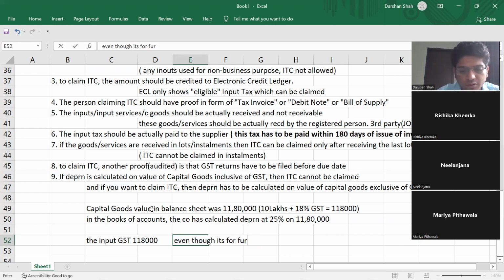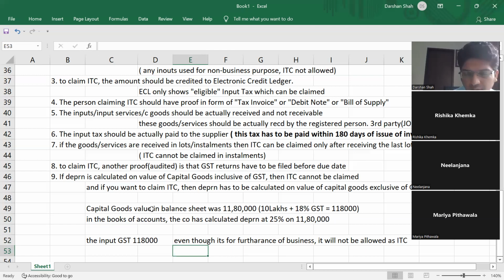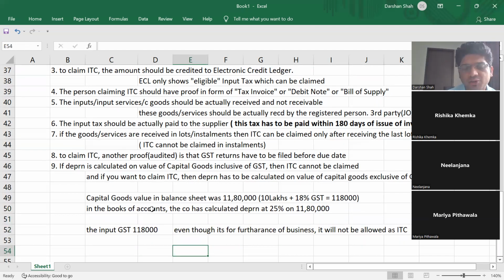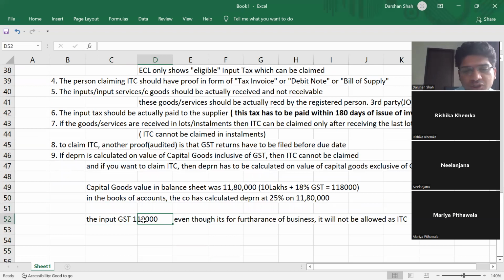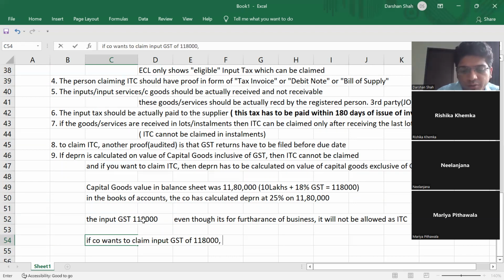Even though it's for furtherance of business, it will not be allowed as ITC. So the government is saying either take the benefit of depreciation or take the benefit of input GST. You cannot get both benefits. So if the company wants to claim input GST of 1,18,000, what should the company do?